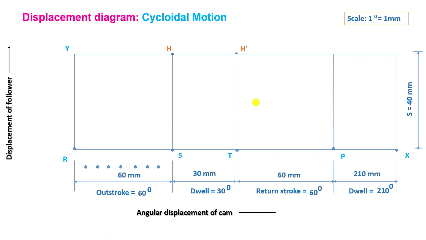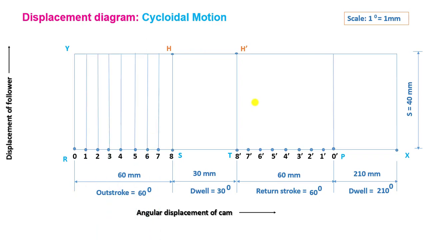Divide the outstroke into 8 equal parts. Label them as 0, 1, 2, 3, 4, 5, 6, 7 and 8. Divide the return stroke into 8 equal parts. Label them as 8 dash, 7 dash, 6 dash, 5 dash, 4 dash, 3 dash, 2 dash, 1 dash and 0 dash. Draw vertical lines through each point.